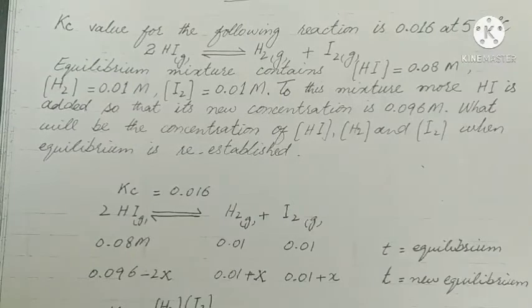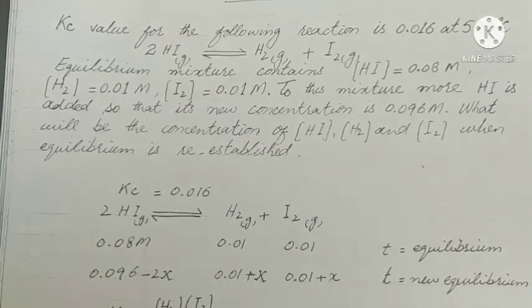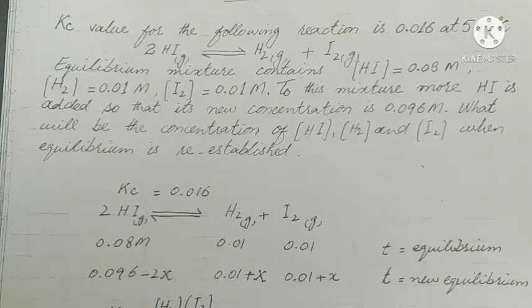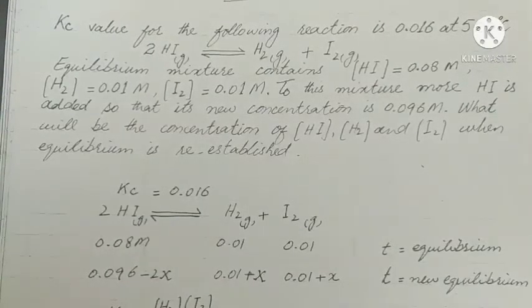Today we are going to discuss the numericals of chapter number 8 exercise. Now first of all, question number 19. The statement of question number 19 is that Kc value for the following reaction is 0.016 at 520 degrees centigrade, and the equation given is 2HI ⇌ H2 + I2.